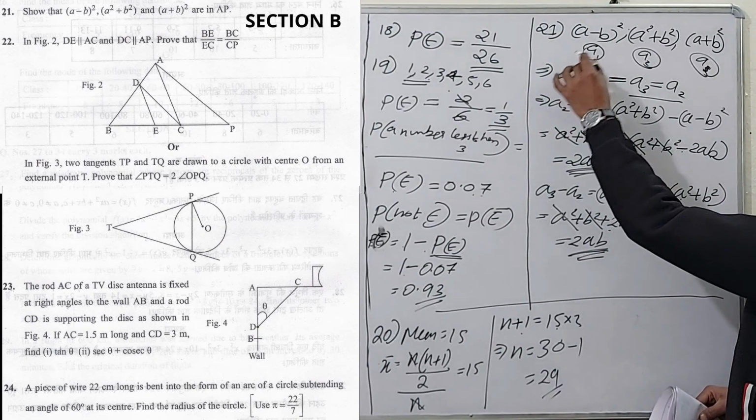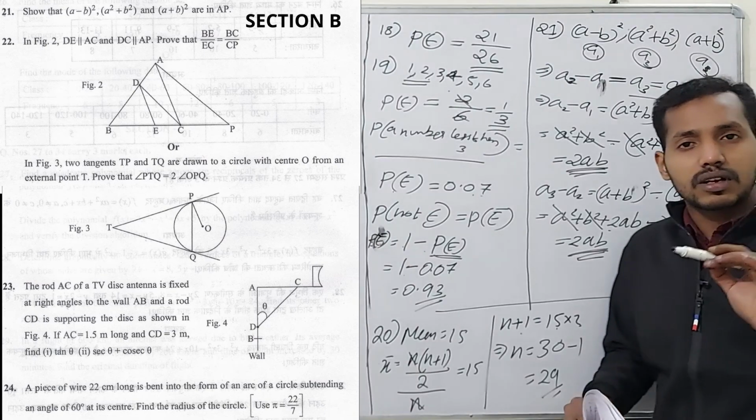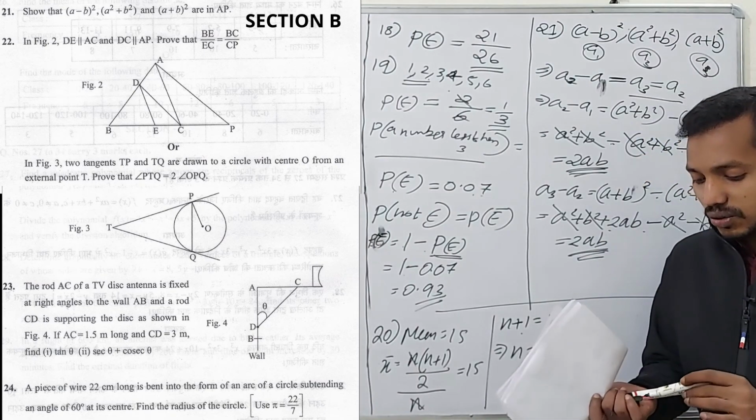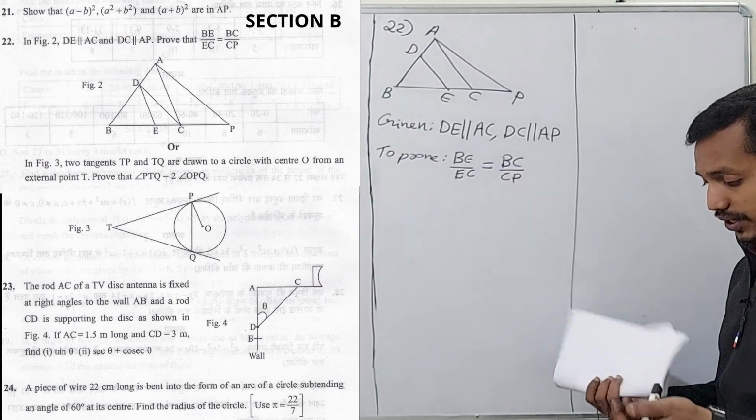First you have to write, let this be A1, this be A2, like that. For a prove-that question, you need to clearly mention all the things which you are going to assign and assume. Now come to question number 22.